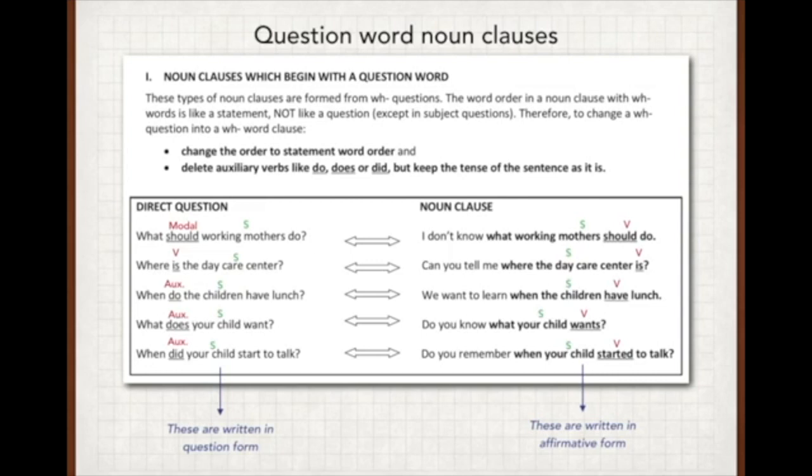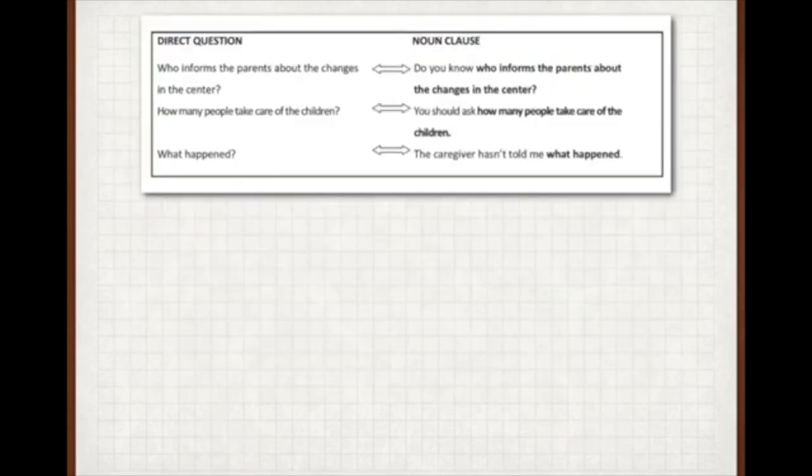Now let's look at what happens with subject questions. Now subject questions are different. For example, who informs the parents about the changes in the centre? Or, how many people take care of the children? Or, very simple, what happened? Now these questions are different. Why? Because the subject of the question is the question word.